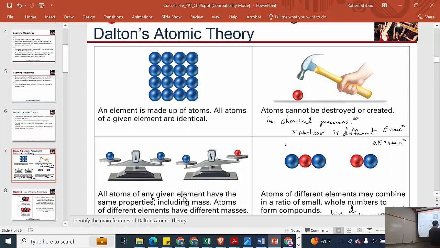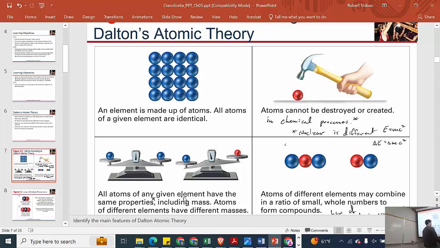Okay, we go on here. Atoms cannot be created or destroyed, or atoms cannot be destroyed or created. We have to qualify this. This is in chemical processes or chemical reactions. When we have a chemical reaction, the atoms just get rearranged, but they're neither created nor destroyed.